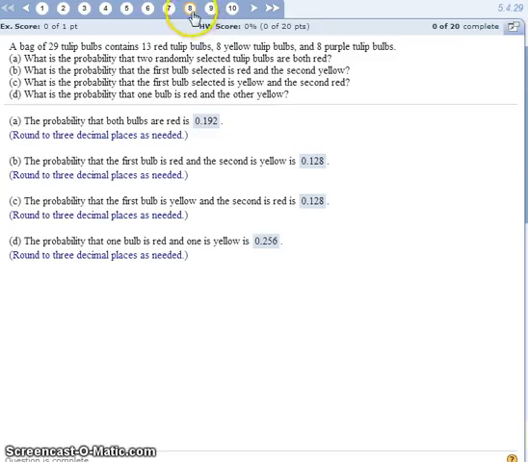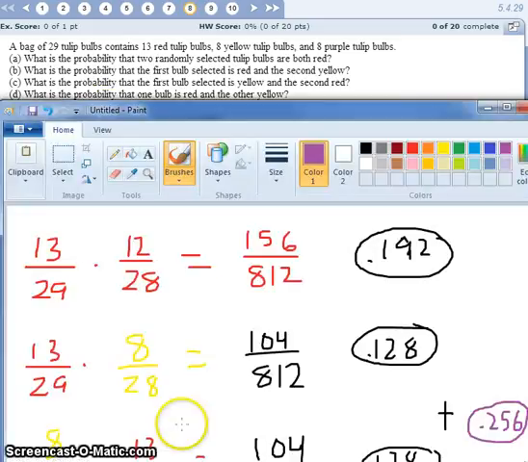For number 8, we have a bunch of bulbs in the bag. There's 29 total. The probability that both are red if you select 2 of them. So multiply the probability that the first one's red. There's 13 red out of the total 29. And then since you've already selected one, remaining in the bag, there are 12 out of the 28 that are still red. You'll get this, and here's the probability.